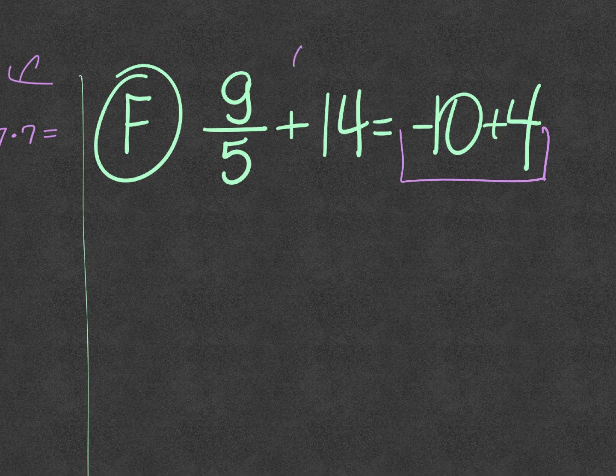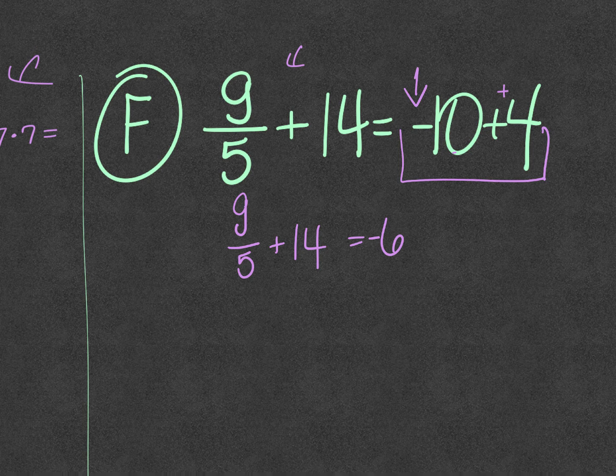There's nothing on this left side that I can simplify. So I'm going to go ahead and write my problem. This is G over 5 plus 14 equals negative 10 plus a positive 4. Notice we have a negative, and of course you have an invisible positive. So when you're adding a negative and a positive, you're actually going to subtract and keep the sign of the larger number. So your answer would be a negative 6.